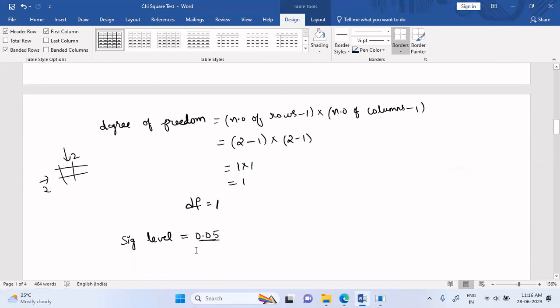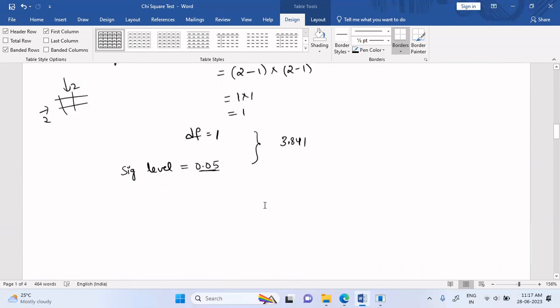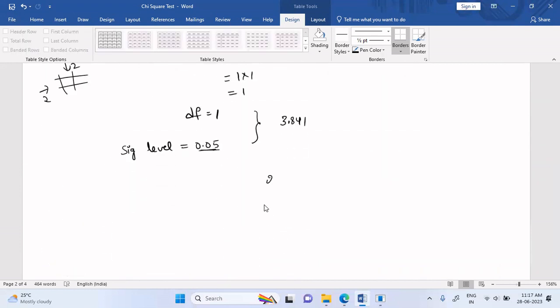So for a degree of freedom 1 and significance level of 0.05, our chi-square value from the table is 3.841. Observe here, our calculated chi-square value from the contingency table is 2.66. So compare these two values. 2.66 is our calculated value. 3.841 is our chi-square value from the table. So if you observe here, 2.66 is less than 3.841.